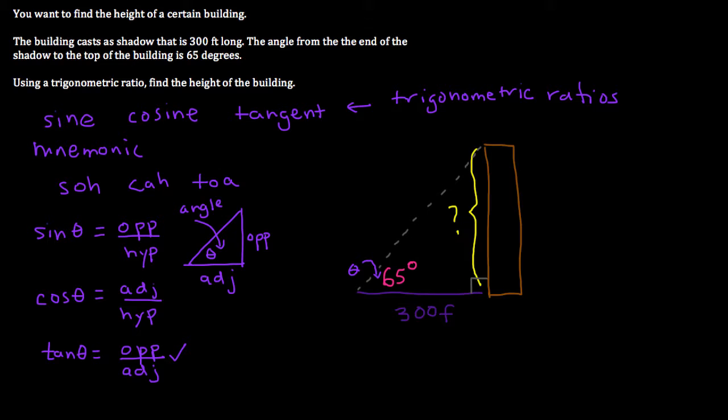So let's do this. We have tangent of theta, which is this angle, equals opposite over adjacent. So we're just going to substitute the numbers that are given to us. Tangent of 65 degrees equals opposite, which we don't know, question mark, over the adjacent, which is this 300 feet. And let's multiply both sides by 300.